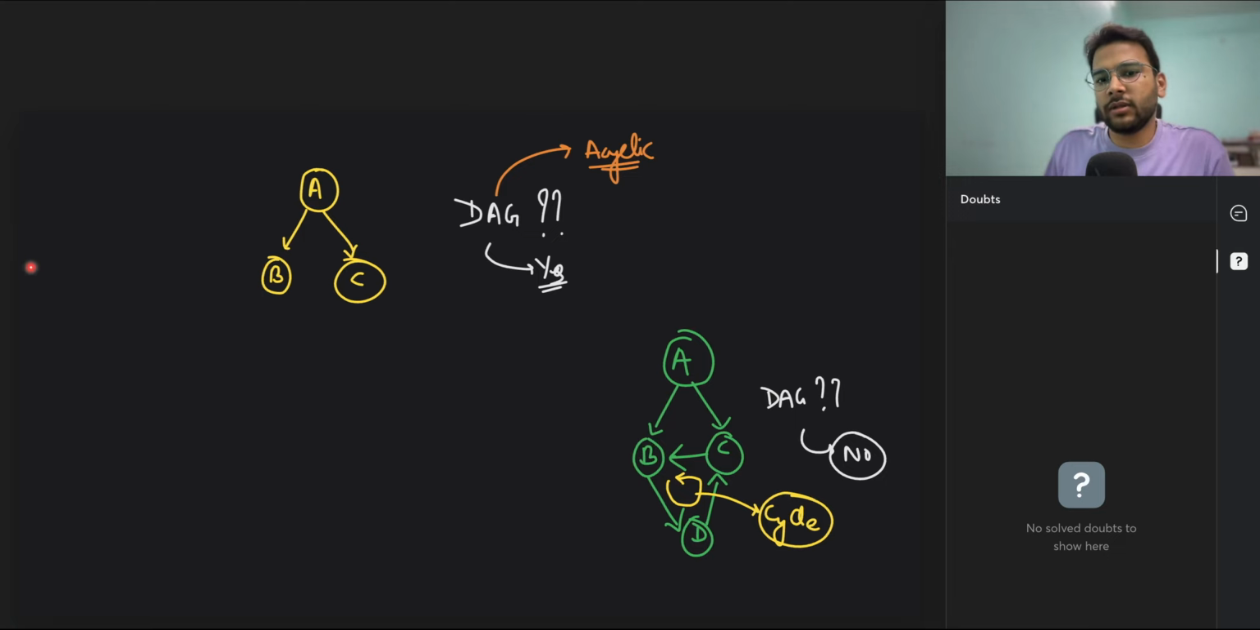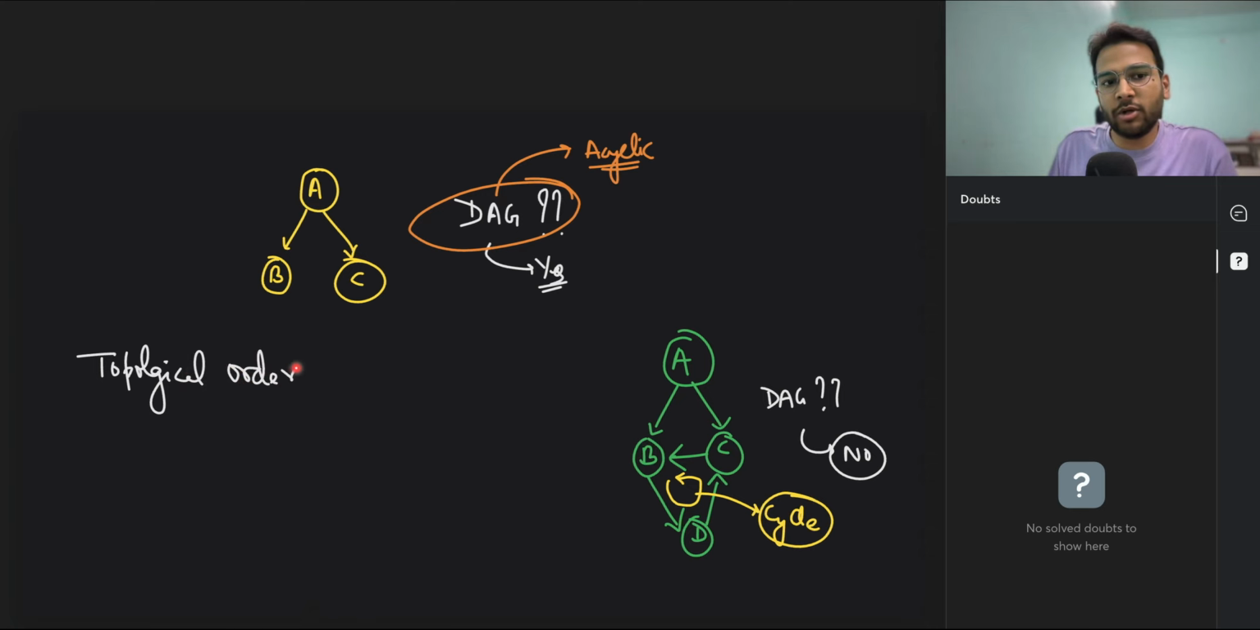So for Bayesian networks, we use DAGs, that is directed acyclic graphs. And you will see this topic in graphs. So if I ask you for a topological order, can you answer? Can you tell me the topological order of this graph? Do you know what a topological order is? So you can write a topological order. How can you write it?